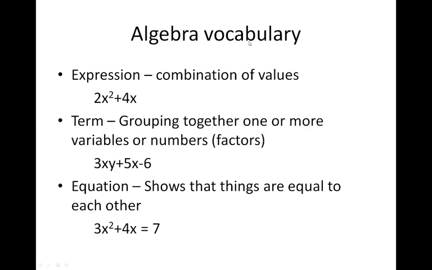All right, let's look at some algebra vocabulary. We have an expression. An expression is just a combination of values, like 2x squared plus 4x. Don't worry about that little 2 that's floating away; we're going to get to what that is in a minute. Just know that an expression is a combination of values.